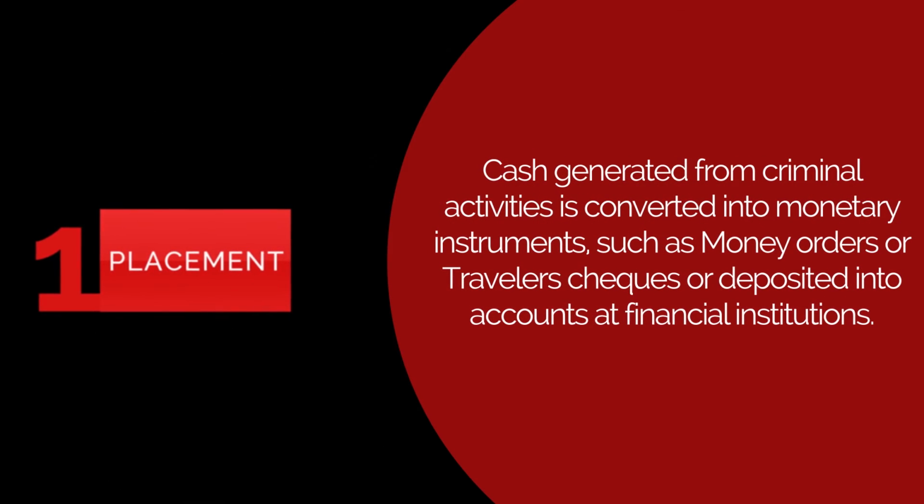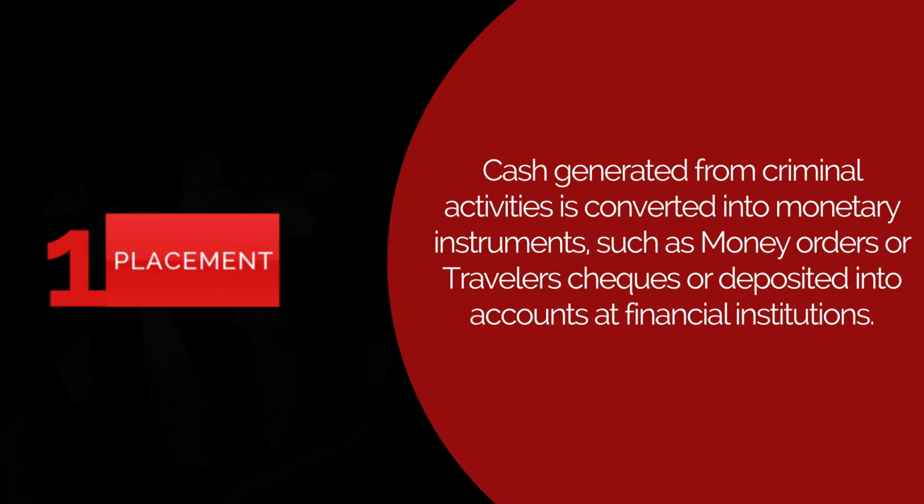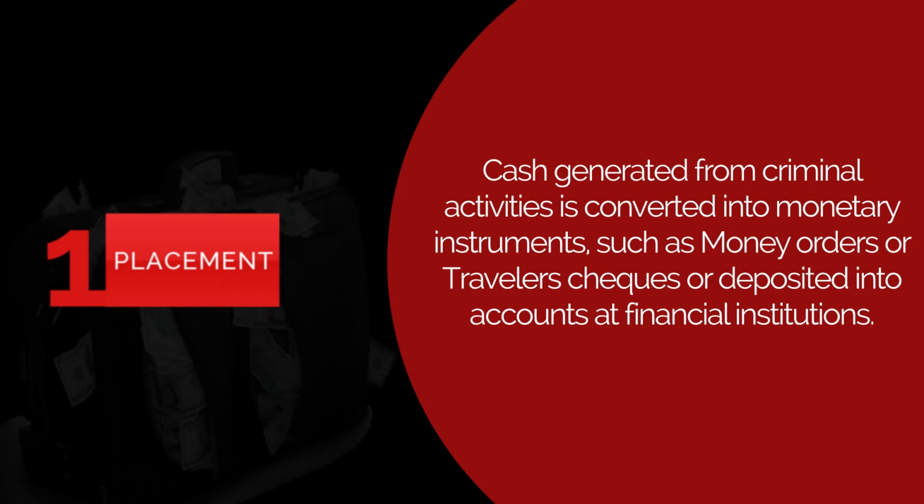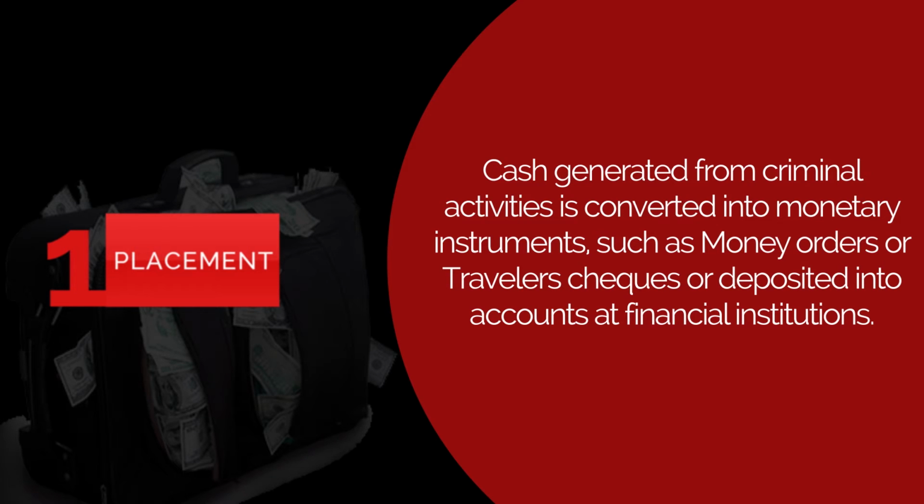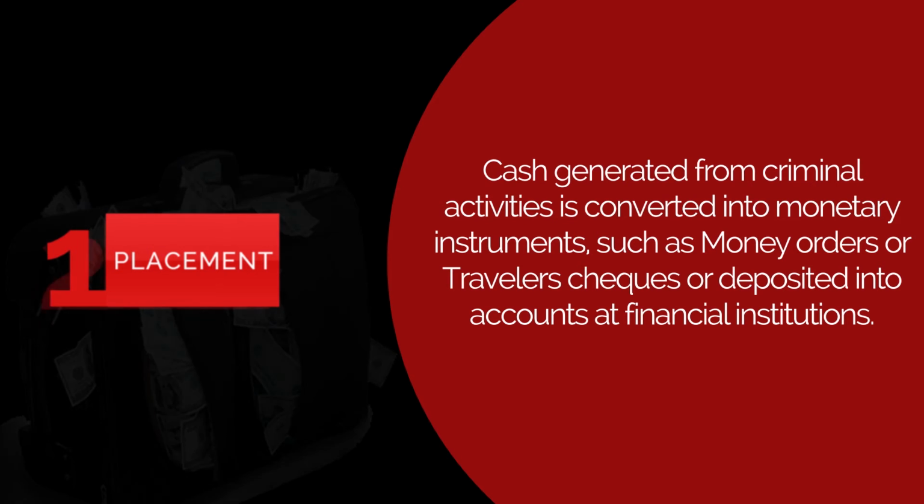Placement stage. Here, the cash generated from criminal activities is converted into monetary instruments such as money orders, traveler's checks, or even the cash is deposited into the accounts of the financial institutions and even banks. This is the very initial stage where the cash is getting placed into the legal financial system.